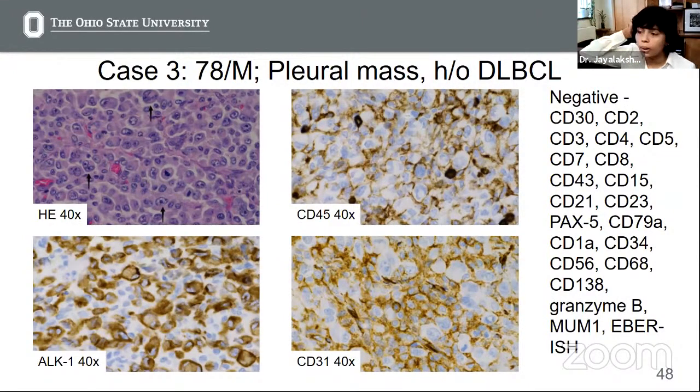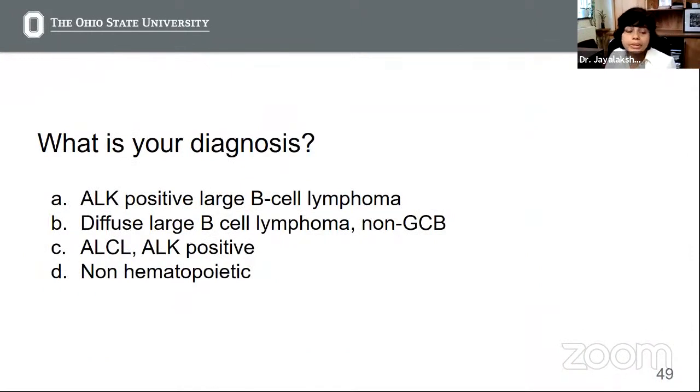Can we get the poll, please? The third one. What's your diagnosis here? Is it an ALK positive large B-cell lymphoma? Is it diffuse large B-cell lymphoma, non-germinal center B cell type? Is it an ALK positive anaplastic large cell lymphoma? Is it a non-hematolymphoid neoplasm?